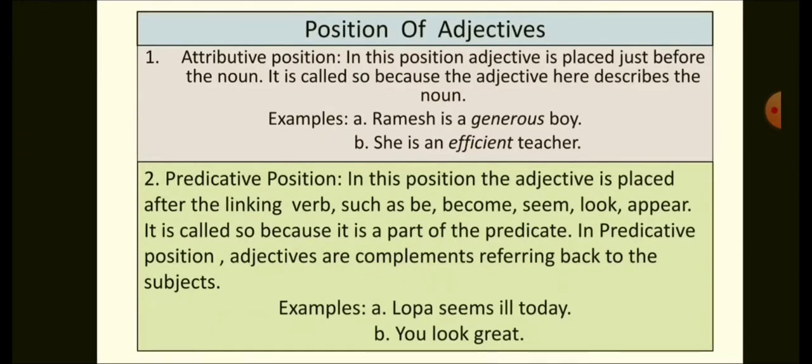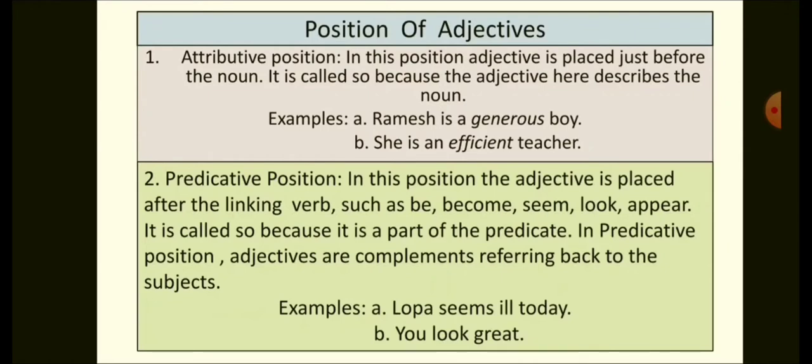Number 1, attributive position. In this position, adjective is placed just before the noun. It is called so because the adjective here describes the noun. For example, Ramesh is a generous boy. Here, generous is an attributive position of adjective. Number B, she is an efficient teacher. Here, efficient is also an attributive position of adjective as it is placed just before the noun.